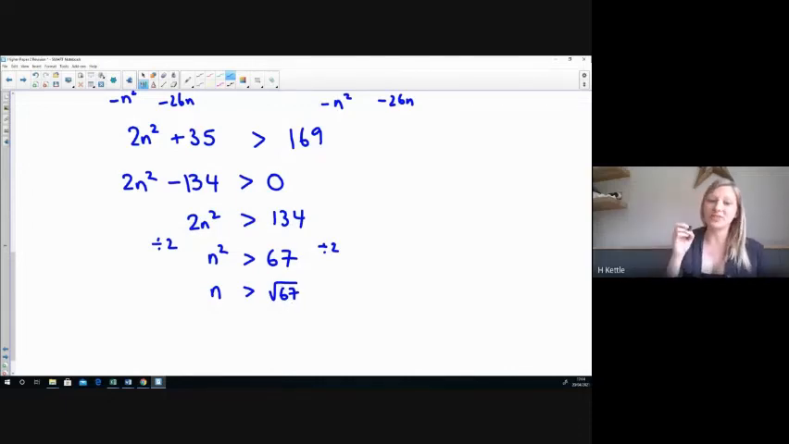So we know that the square root of 64 is 8. So 8's no good. That's going to be too small. So 9 is going to be the first number that's acceptable. So my answer for that would be 9. It's not letting me scroll up now, which is really unhelpful. So 9 is my answer for that one, even though I can't write it down.